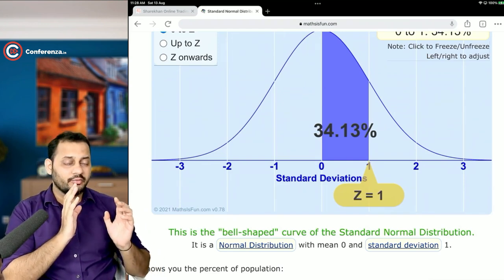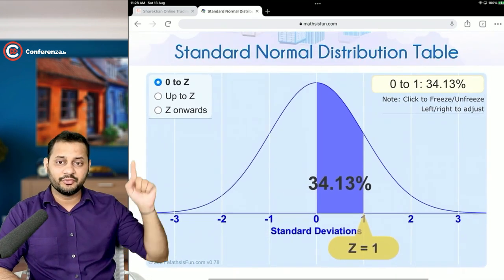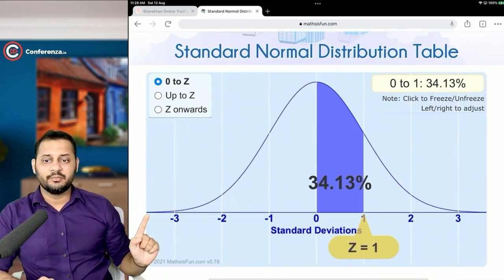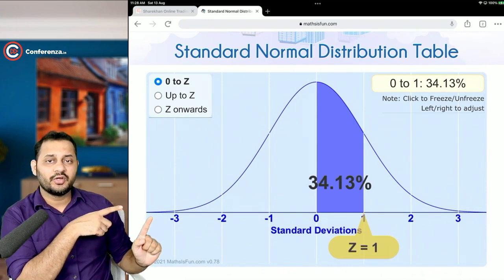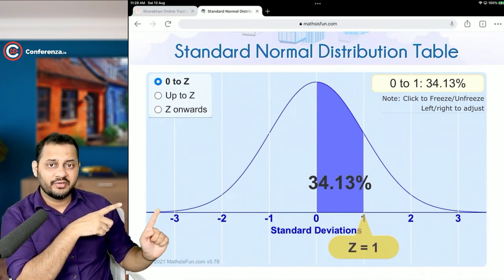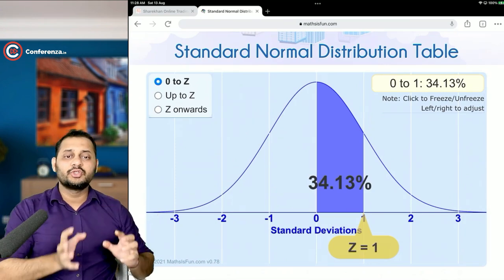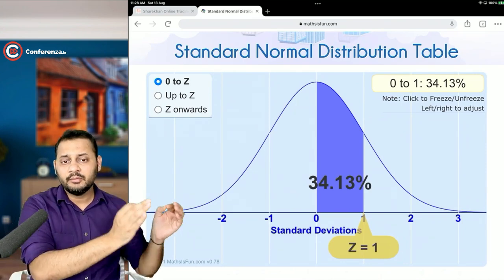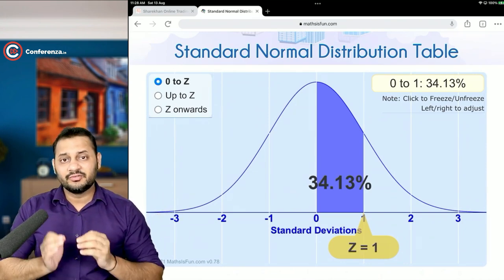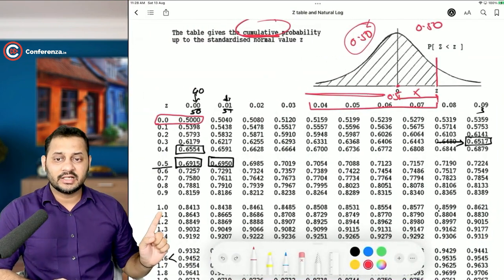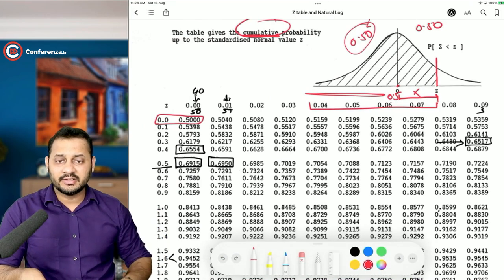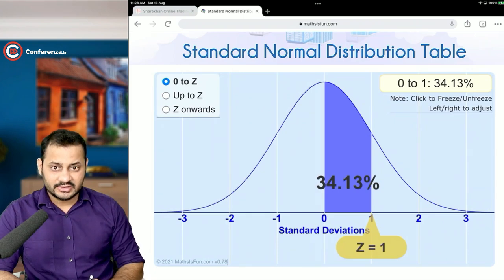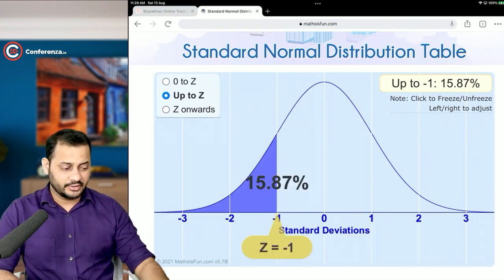If we want to calculate the cumulative value, then we have to shift from 0 to Z to up to Z. Up to Z will start the area from this point till 1. So what will happen? This 50% of the left hand side, which is not covered right now, will also be added to 0.3413. You just do that: 0.50 plus 0.3413. This will be 0.8413, and that is our value. So it is very much clear that the Black and Scholes values that we need are in the second category, that is up to Z. Up to Z. Have a look.